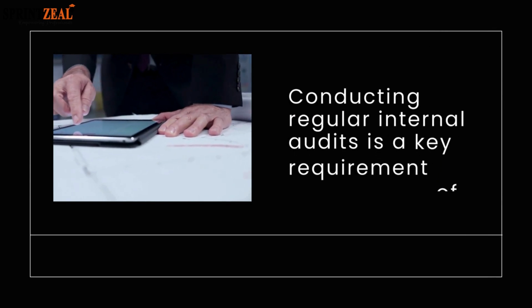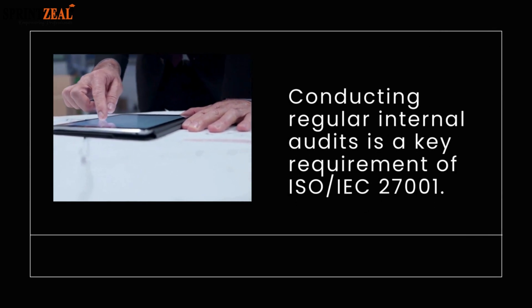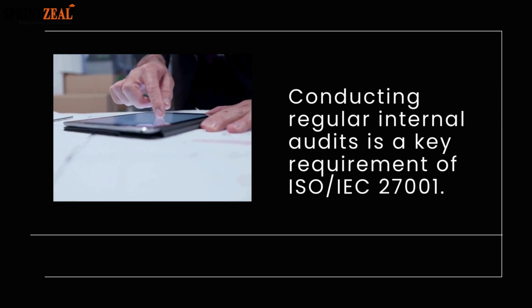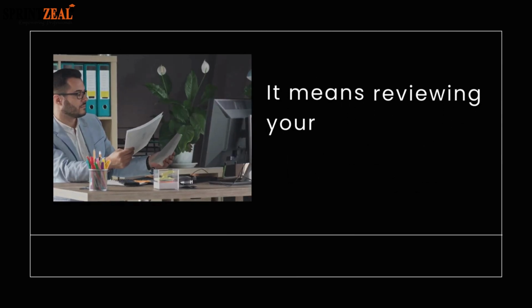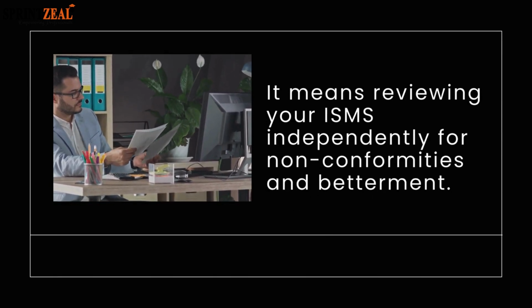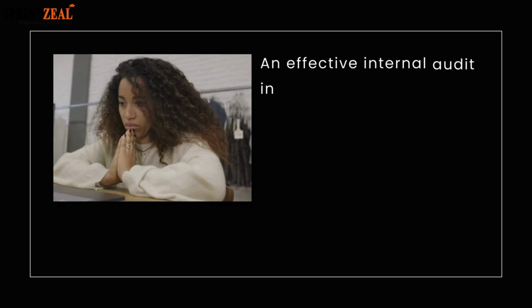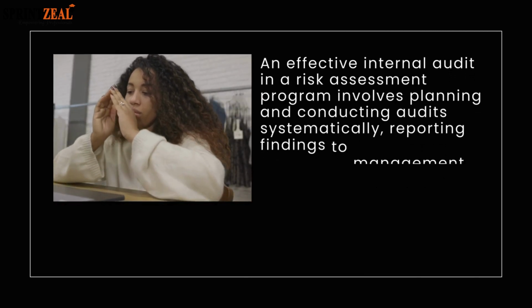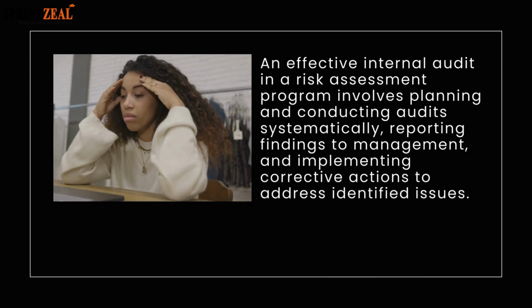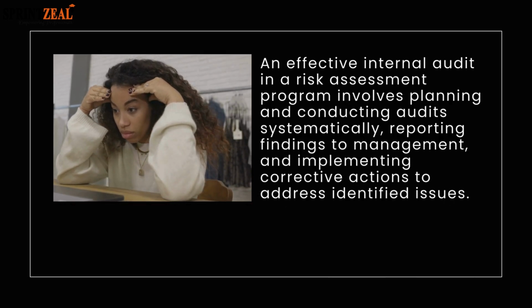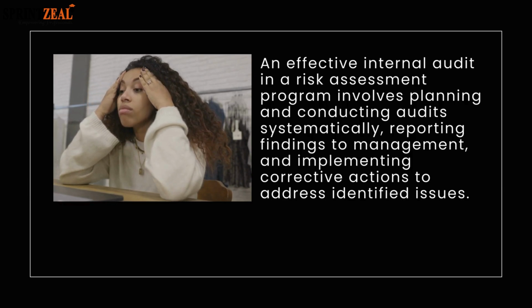Step 9. Management review. Conducting regular internal audits is a key requirement of ISO/IEC 27001. It means reviewing your ISMS independently for non-conformities and betterment. An effective internal audit in a risk assessment program involves planning and conducting audits systematically, reporting findings to management, and implementing corrective actions to address identified issues.